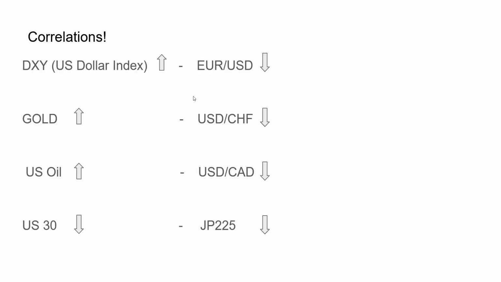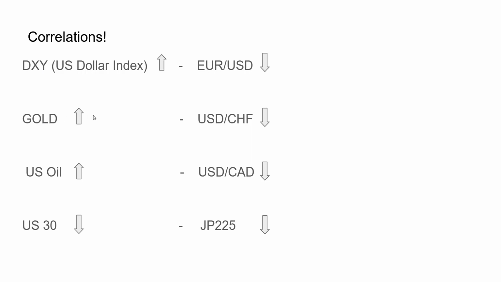So let's take a look here at a few correlations. When the US dollar index increases, the euro versus the US dollar should drop. This is almost a perfect negative correlation. So we have a strong negative correlation between the DXY, the US dollar index, and the euro versus the US dollar. When the index increases, the euro versus the US dollar should drop, and when the index drops, the pair should increase.